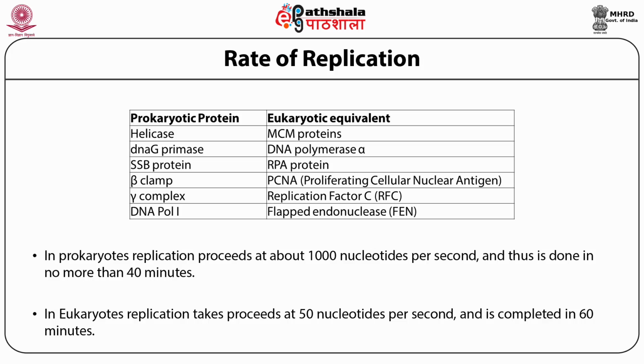Also, in prokaryotes, replication proceeds at around 1000 nucleotides per second and is done in no more than 40 minutes. However, in eukaryotes, it's much slower because the fidelity has to be much higher. It's only 50 nucleotides per second. However, because there are so many origins of replication, it is completed in 60 minutes.